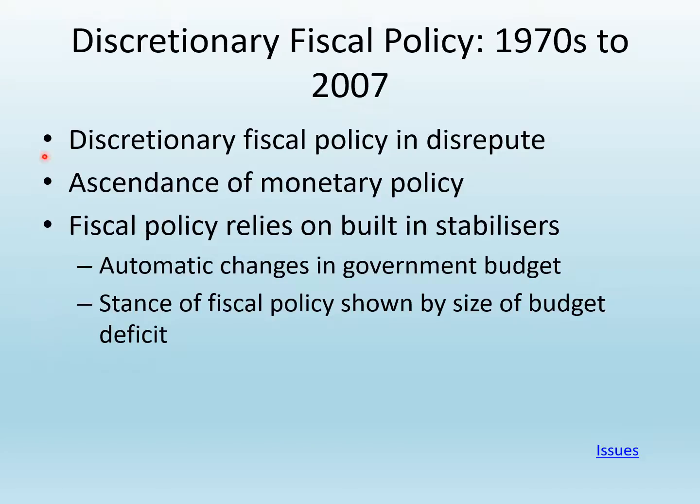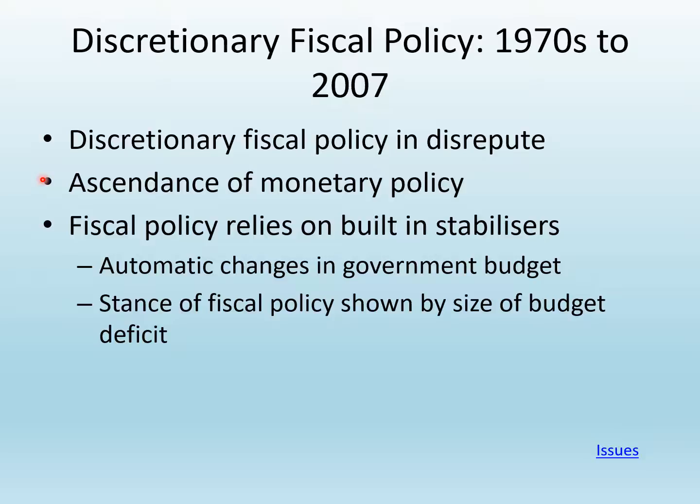The consequence was that from the 1970s, when these problems began to emerge and were noticed, discretionary fiscal policy falls into dispute. It's no longer used. Simultaneously with that, central banks then take control of interest rates, and they're able to use monetary policy and interest rates as a very subtle way of changing the economy and of very rapid changes in the economy.